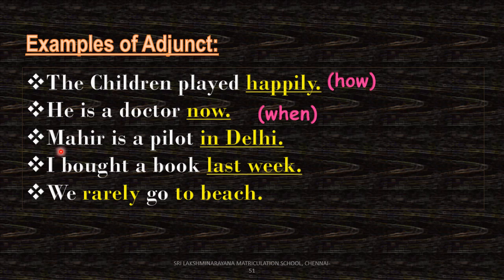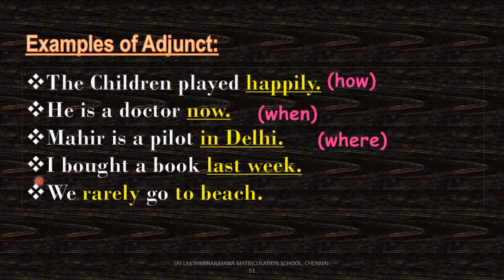Next sentence, Mahir is a pilot in Delhi. So Mahir is the subject, is is a verb, a pilot is again a complement. It talks about the subject Mahir. Now in Delhi is the adjunct. You ask a question: where? Where is Mahir a pilot? Where is he working as a pilot? In Delhi. So what is the answer to the question where? In Delhi. So in Delhi is the adjunct.